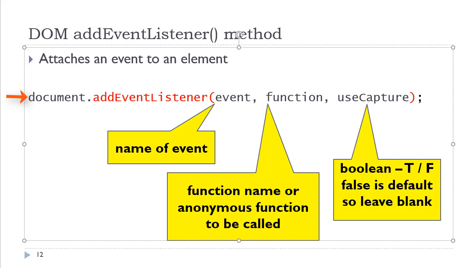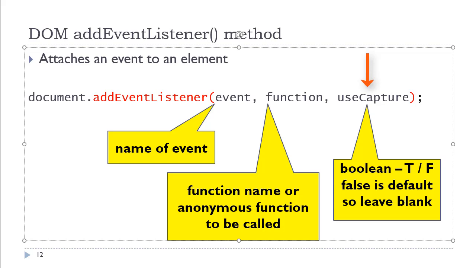It takes three parameters: the name of the event, the name of the function or the anonymous function, and a value for useCapture. UseCapture is Boolean, true or false. The default is false. So if you leave that blank, you are essentially saying false to using capture. We just explained what capture is. Therefore, if it's left blank, we're going to be using the bubbling in the event that the right situation occurs. If you want to use capture, then you put true there.